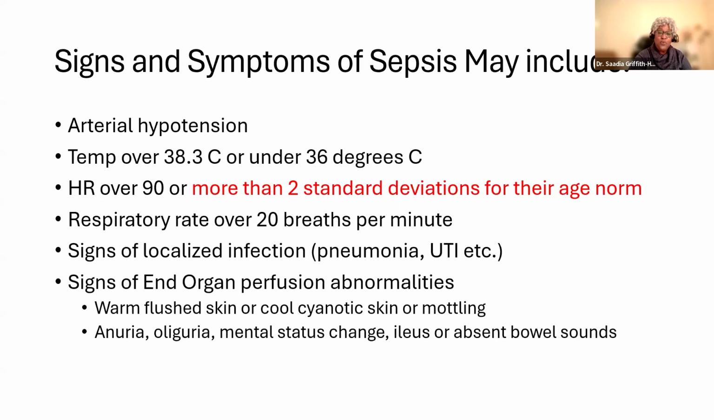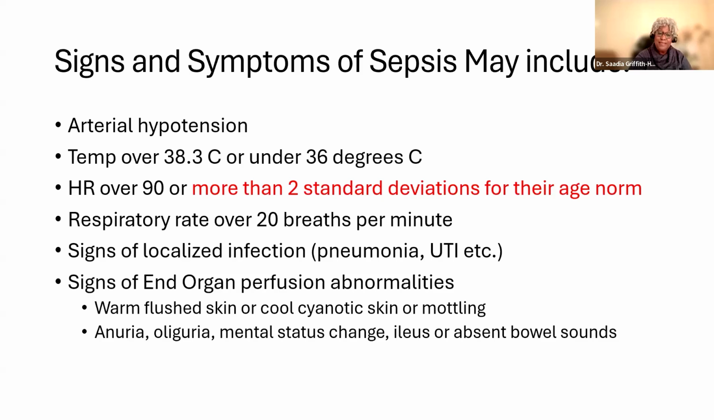A respiratory rate over 20 breaths per minute certainly could be a sign of sepsis. And the signs of localized infection. Remember, do they have the signs of pneumonia, UTI? Do they have a skin infection? That should also make you think, hey, this is a patient who may go on to develop sepsis.